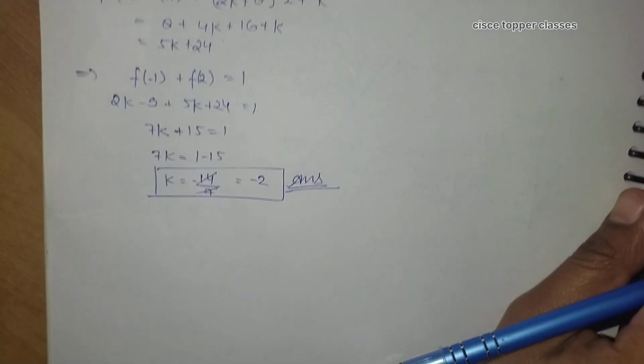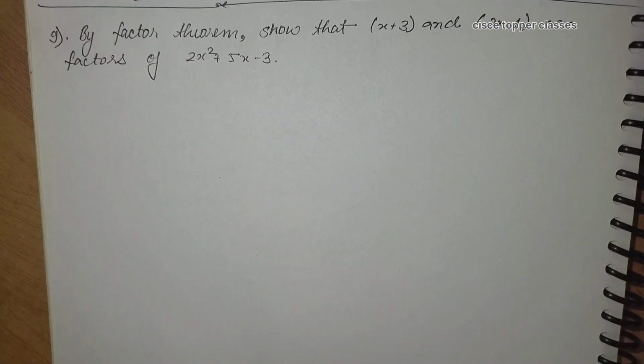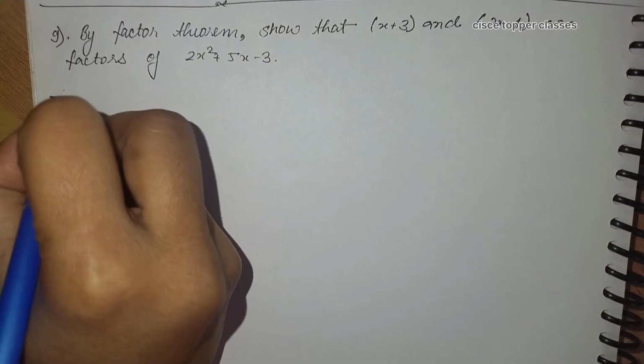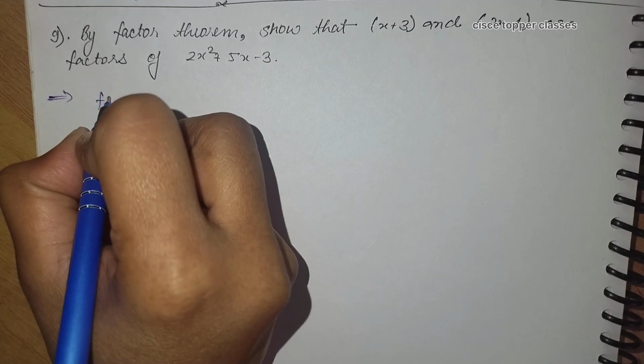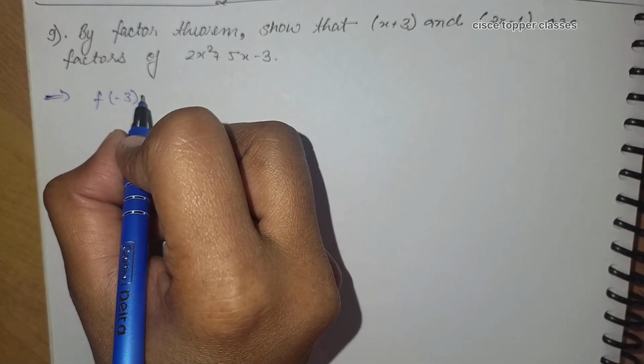So this is the solution of question number 8 and this is the way to solve it. Let us solve question number 9 here. By factor theorem, we have to show that x plus 3 and 2x minus 1 are factors of this. So we can write, if we put f of minus 3 in the equation, then it should be 0.